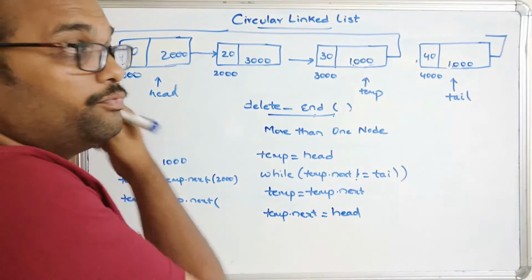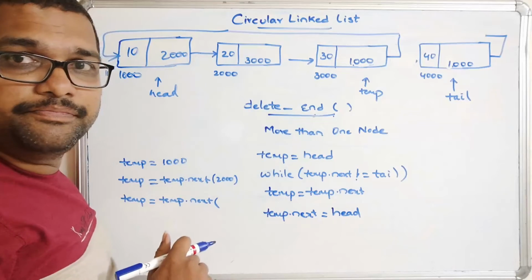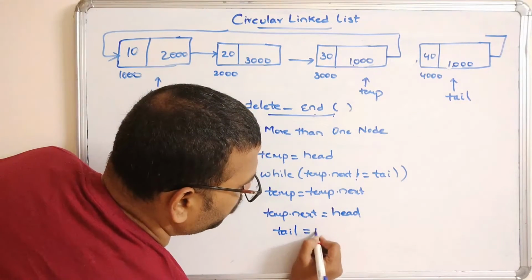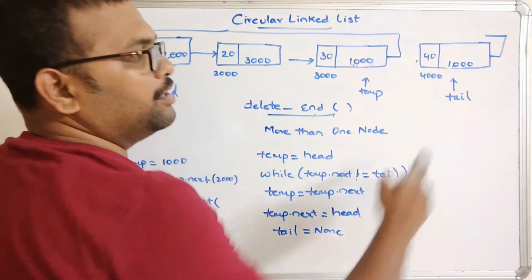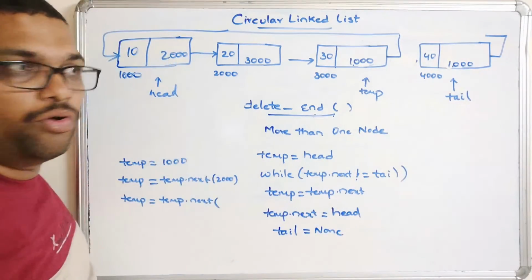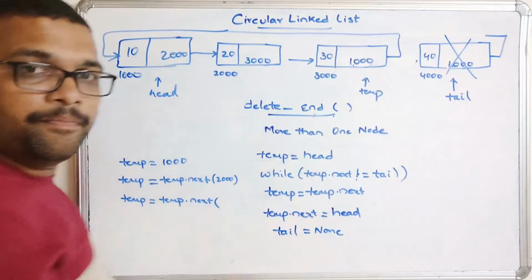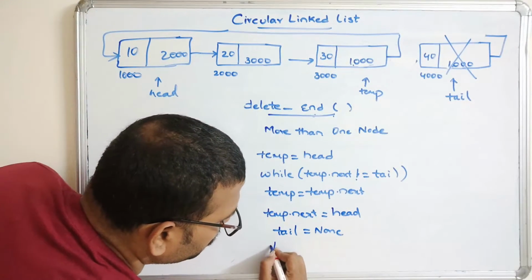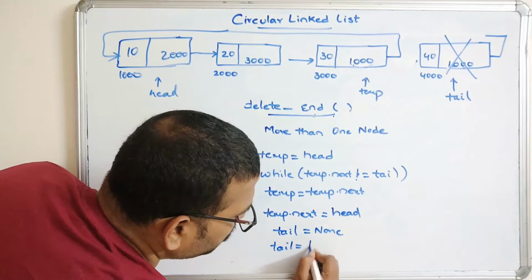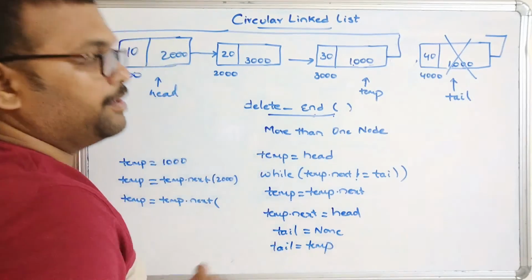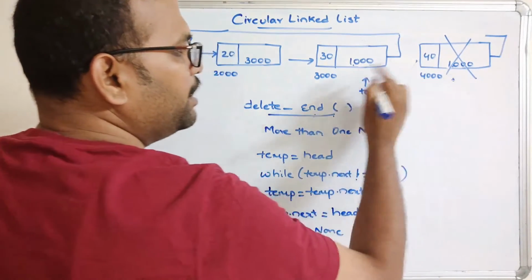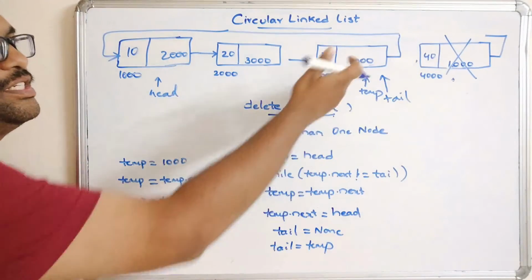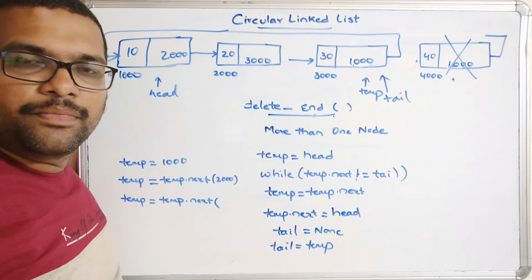Now we need to change the tail. Okay, so simply you can observe the tail is equal to none. Whatever node the tail was pointing to, that will be none. And assign the tail to temp. So tail is equal to temp. Now the tail will be pointing towards the temporary, which is the last node, right?